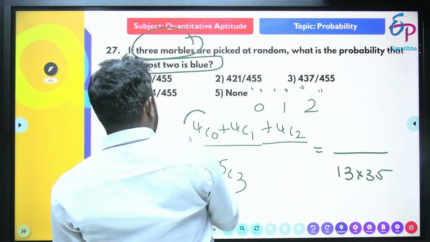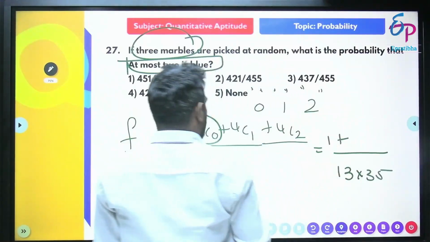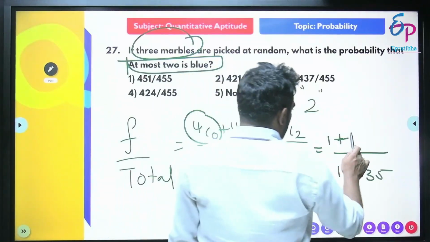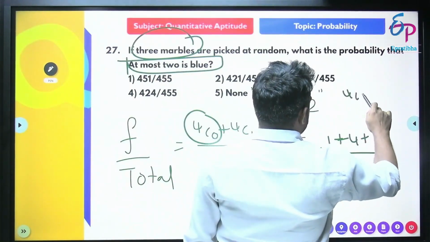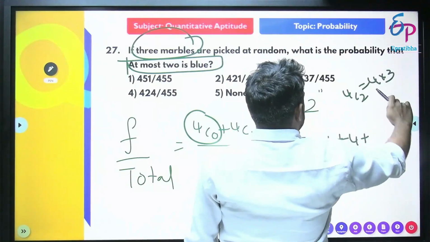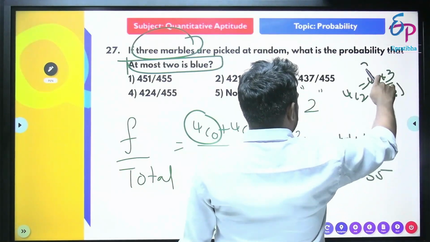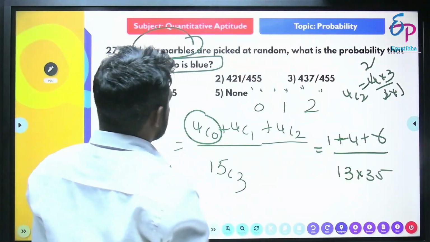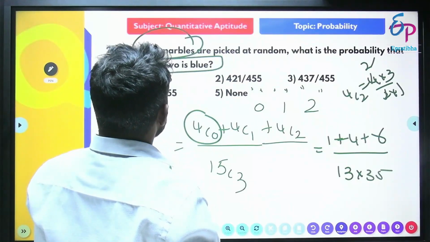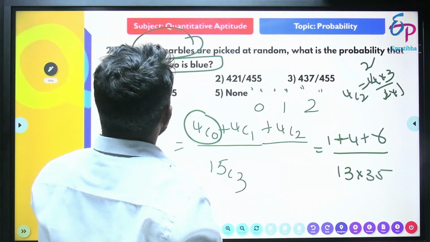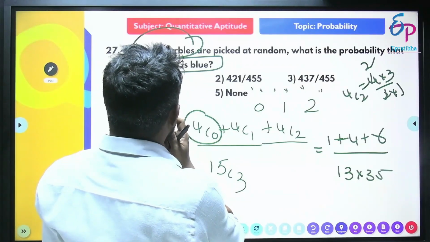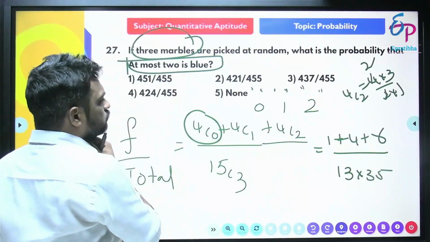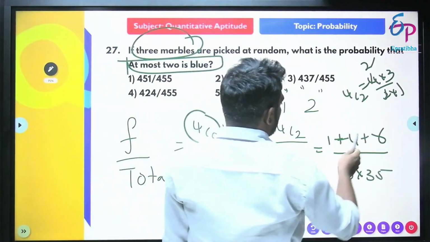So here 4C0 value, nC0 value is 1. 4C0 value 1, 2C0 value 1, 3C0 value is also 1. 4C1 value 4. 4C2 value 4 into 3 by 2 into 1, that is 6. 6 plus 4, at most 2 is blue. 6 plus 4 is 10, 10 plus 1 is 11.